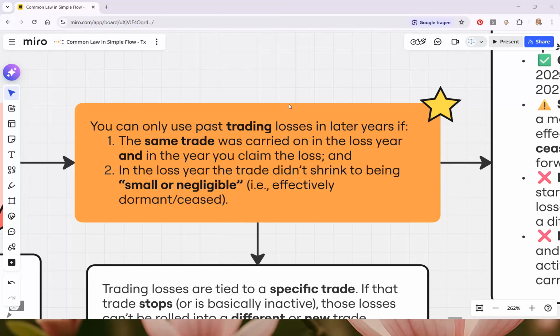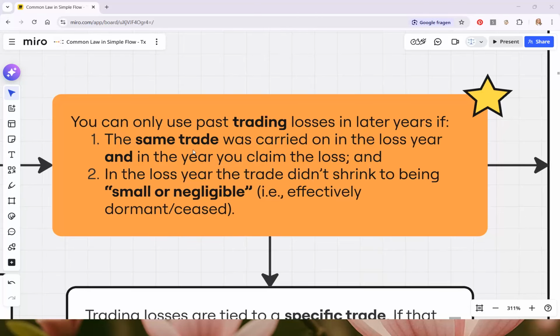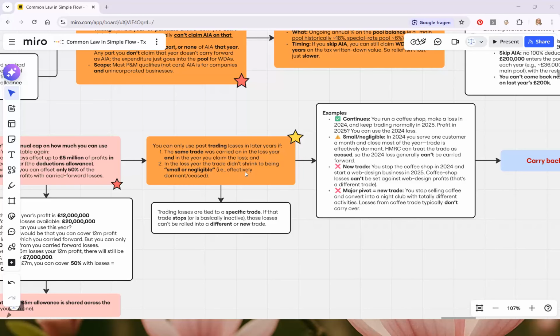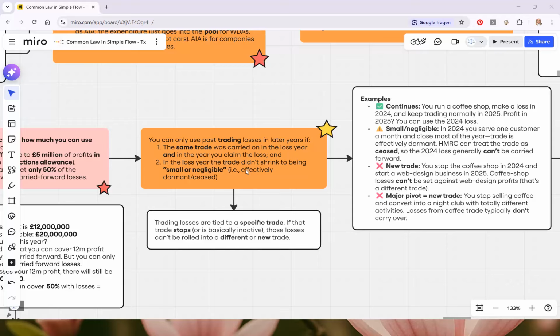The first one, the same trade, it's the same business. You must still be doing the same trade, same type of activity, same business ideas, not something completely different. So that means you can't use losses. This is again something not written in the flow. I'm just giving a short example before we have the bigger one. You can't use losses from a cafe, for example, to reduce profits from starting a construction company.